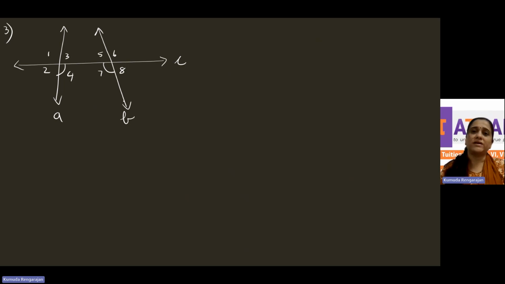Okay. Corresponding angles. Harini, corresponding angles. 1 and 5. Very good. Then one more. 2 and 7. Very good. 3 and 6. 4 and 8. Very good. All right. So these are the pairs of corresponding angles.